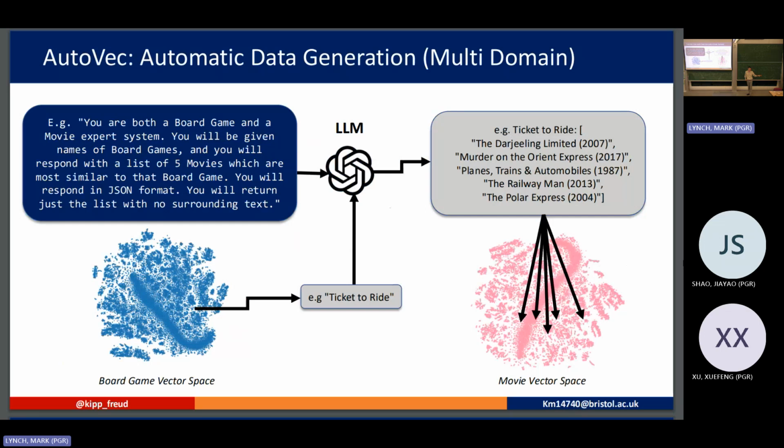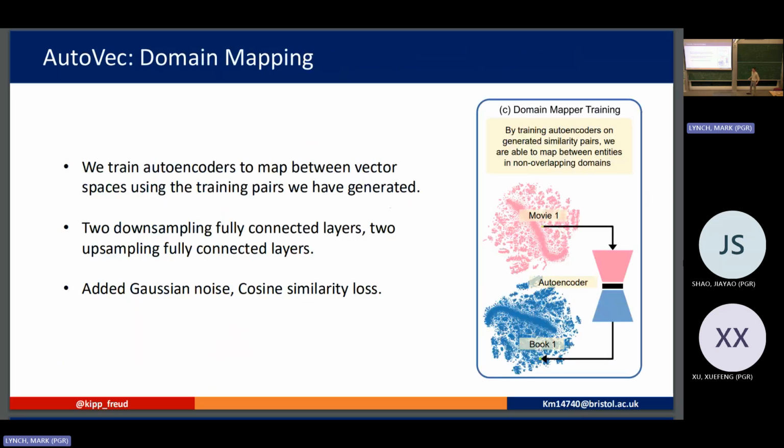I'm also going to try and run a demo while we're eating cake later, if you'd like to test how well these mappings do. But we collect our data and we use it to train autoencoder networks. So these networks are very simple. It's just 2 downsampling fully connected layers and 2 upsampling fully connected layers.